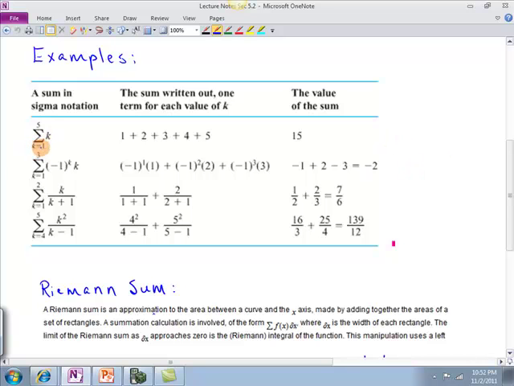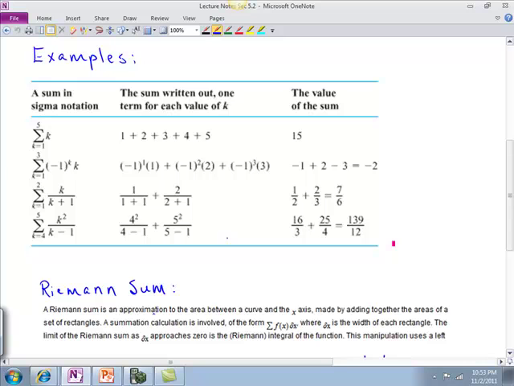In this one, k equals 1, you go to 5, and it's just k. So that's 1 plus 2 plus 3, etc. You add it up, and you get 15. In this one, the function is negative 1 to the k times k, and you go from 1 to 3. So you do it with 1, with 2, and 3. You add those up, and you get a sum. As you can see, these are ones that you could do easily by hand.